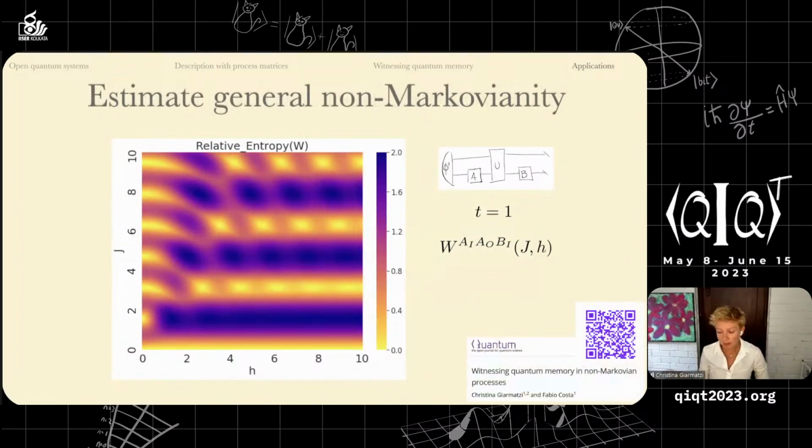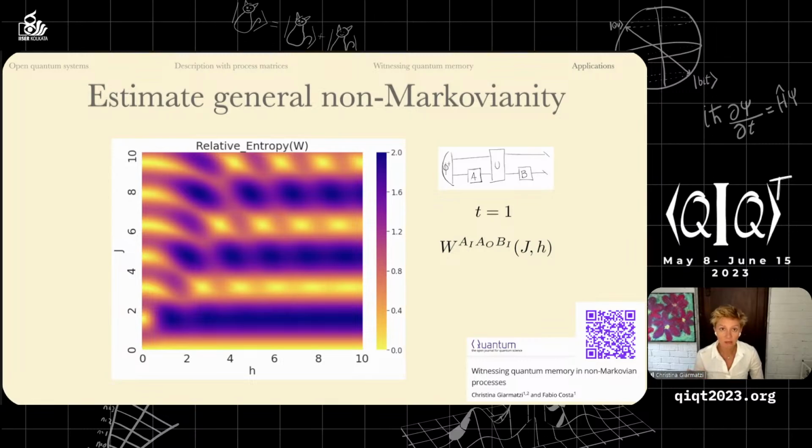Another thing. One thing was witnessing quantum non-Markovian noise, but I told you that you can do two things. One was the witnessing and the other was the tomography. So here we didn't need to do tomography because we already had the process matrix. So from the process matrix, you can estimate a general non-Markovianity, a general non-Markovian noise. So not quantum, not classical, just general. And there are many ways to do it. We chose the relative entropy. It's the relative entropy of the process matrix with respect to its closest Markovian.